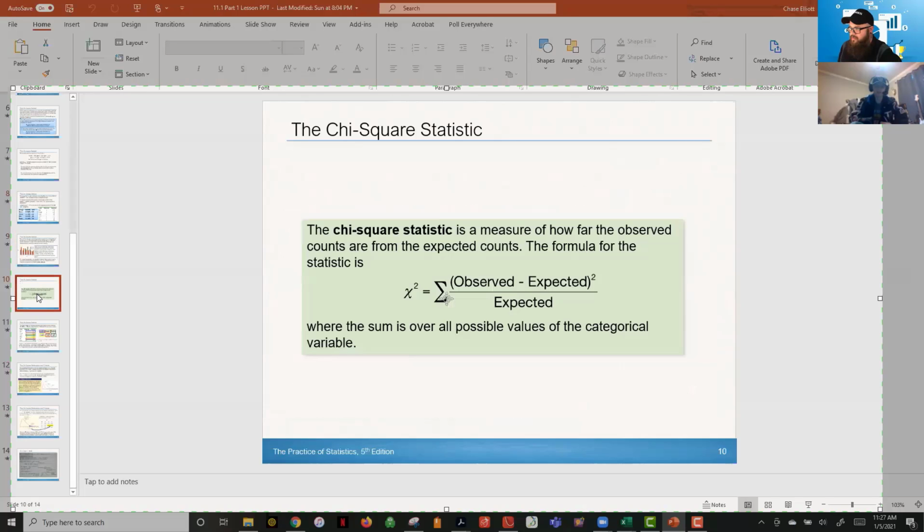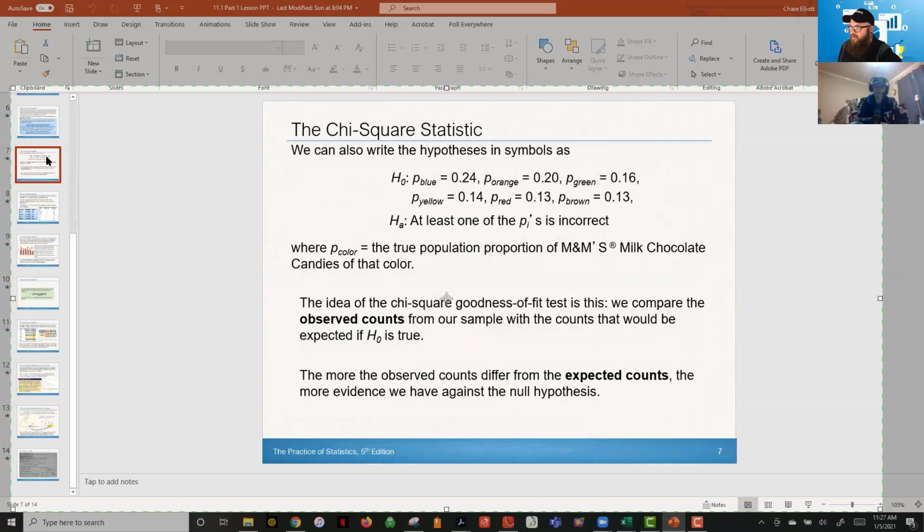What else did it go through? Oh man, it's talking about the equation for it, and then the null and alternative hypotheses.